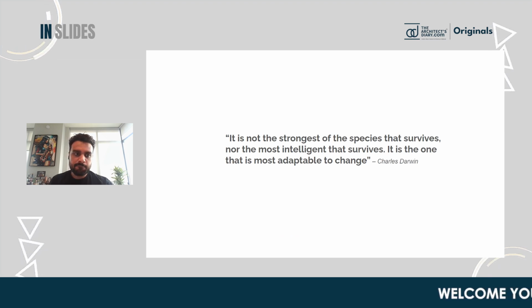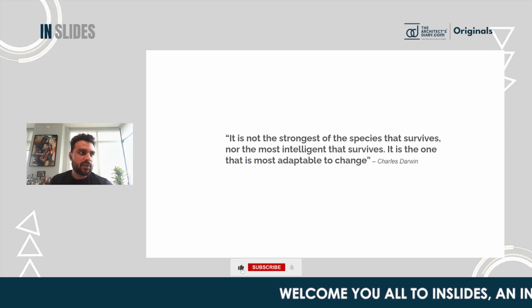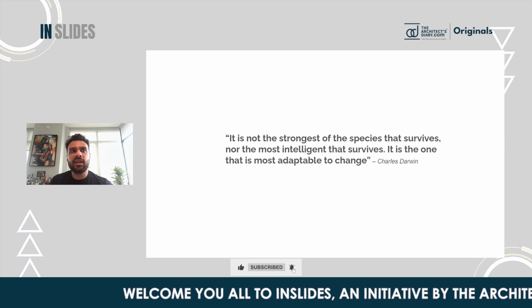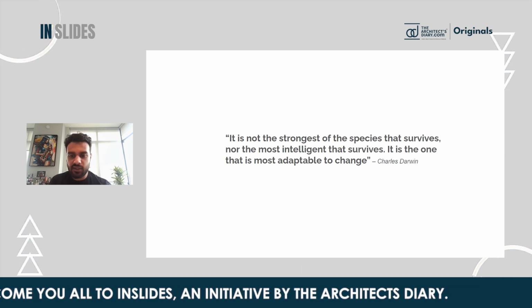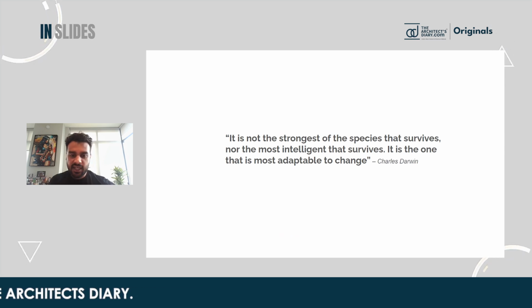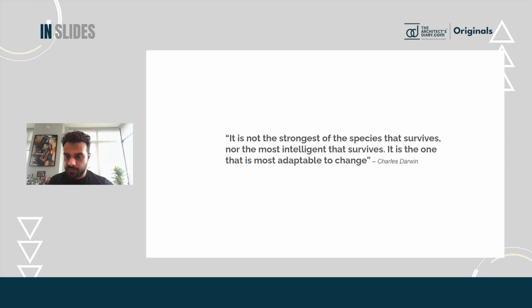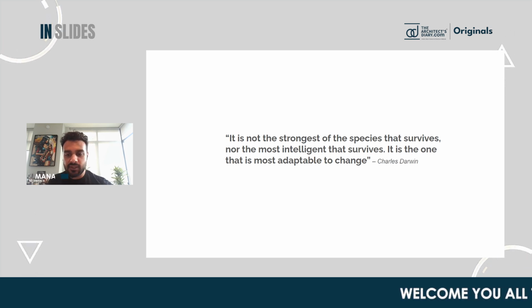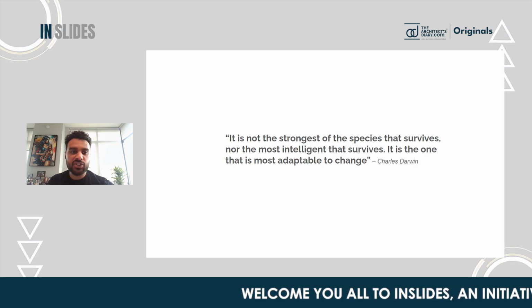And at the end, I would say that when people talk about whether AI is going to replace them, and I know we are going to talk about this in much more detail, but I just have a quote which I wanted to share. It's not the strongest of the species that survives, because we know what happened with dinosaurs. They were the strongest species back then, nor the most intelligent that survives. It is the one that is most adaptable to change.